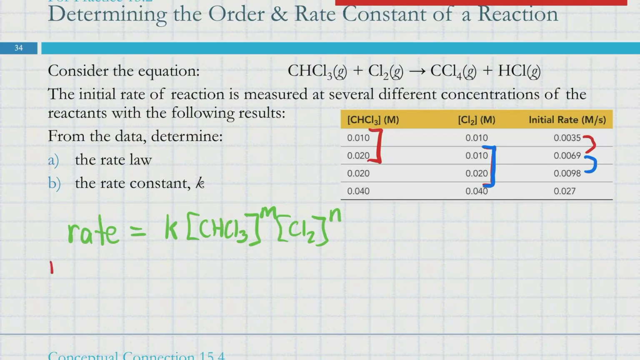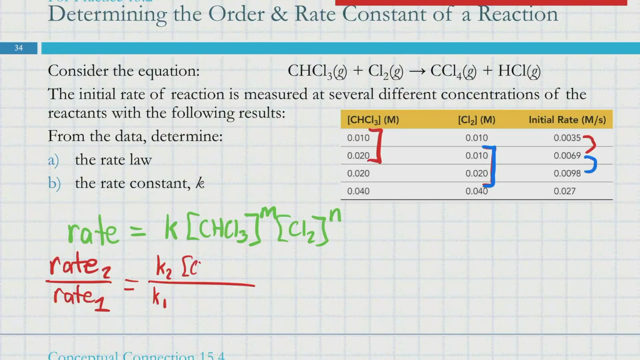So we'll have rate the second over rate the first equals K2 over K1, times CHCl3 concentration raised to the m power, that's the second state, over CHCl3 concentration raised to the m power in the first state, and also Cl2 raised to the n power in the second state over Cl2 raised to the n power from the first state.